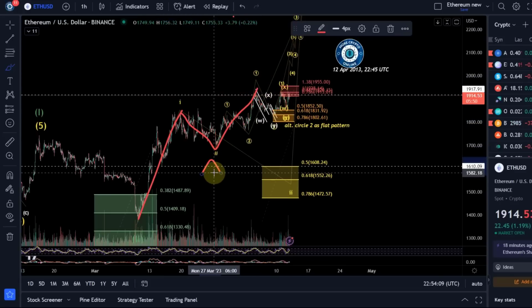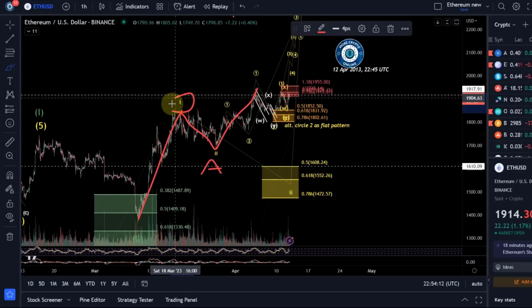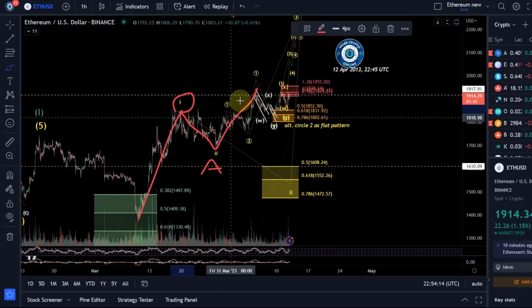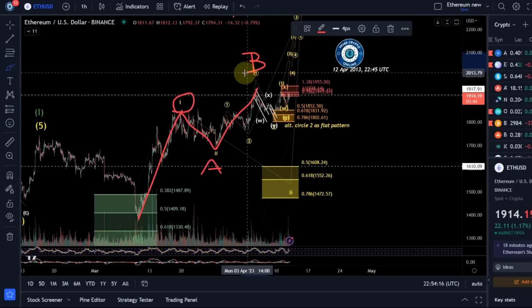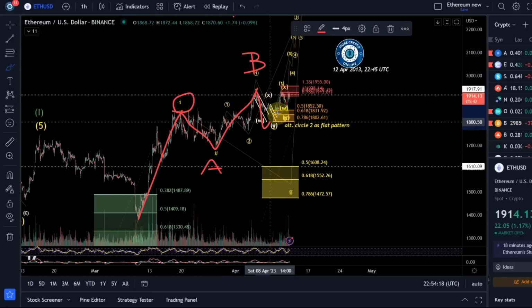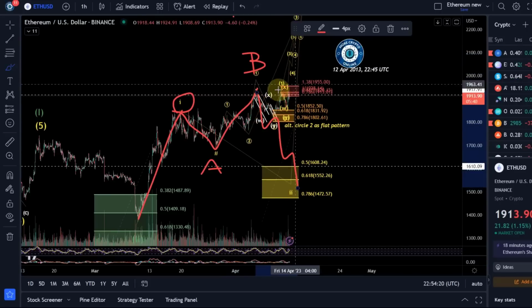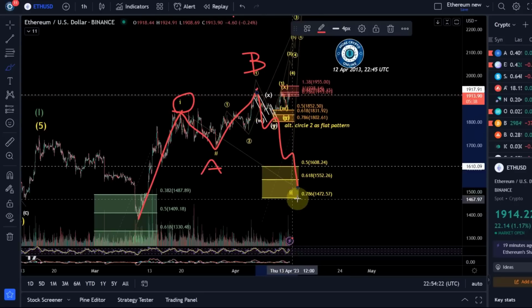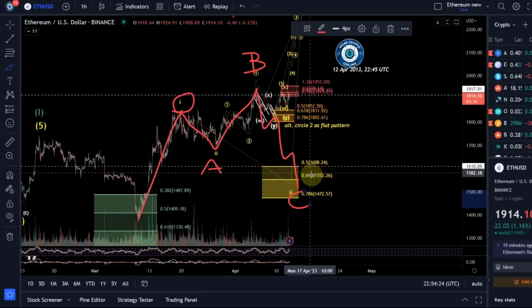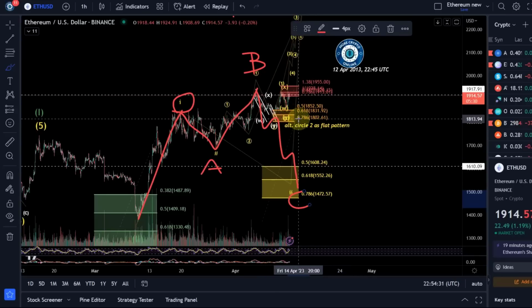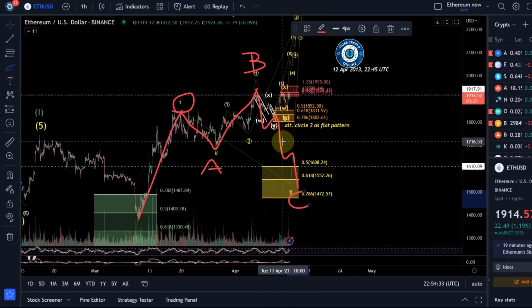So basically wave 1 up there, the top, A wave down, overshooting B wave, and we come down in C. That's still possible, yeah? And we would head sort of into this region between 1472 and 1608. That's certainly a scenario to watch out for if we drop below $1,800, okay? Very important.